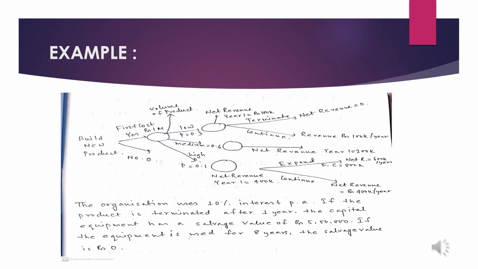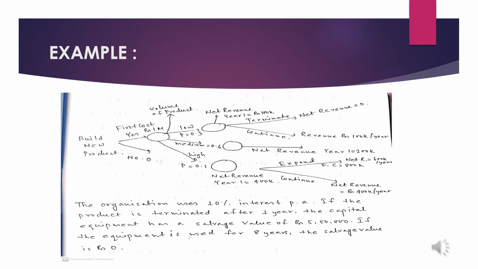For low volume, the probability is 0.3. For medium volume, the probability is 0.06. And for the high volume, the probability is 0.1. When the organization faces low volume production, net revenue for year 1 is 100,000, and from that, if the organization continues or wants to terminate, the net revenue becomes 0 for the termination, and for the continuation part, the revenue sticks at 1 lakh per year.